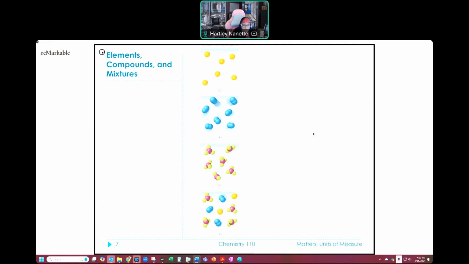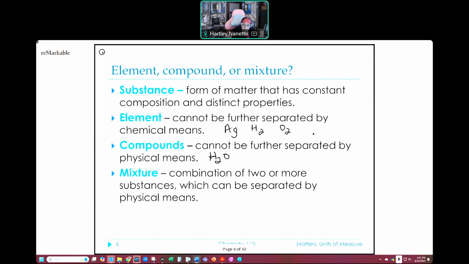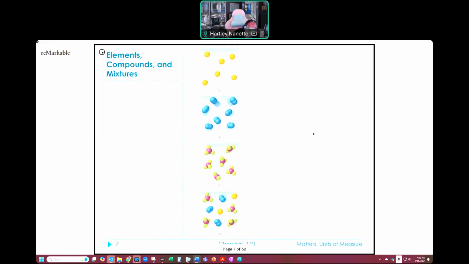So based on the definitions that we had before, I'm going to come back and look at my definitions again because I like them. So my A is just single balls that are in there by themselves. I would define that as an element because it's just one thing.